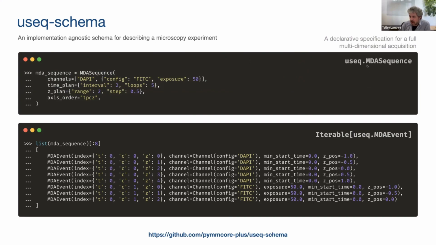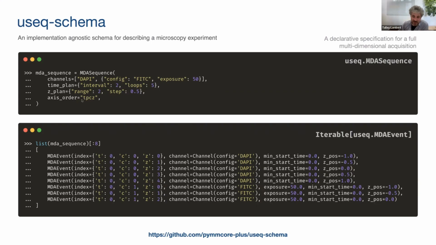A higher level object is the MDA sequence. So this is the other main object there. This is a declarative specification for a full multidimensional acquisition. So this lets you say, I've got these channels. This is how I want time. You could have multiple stage positions. Each stage position could have a custom subsequence. So there's a lot of recursion, and you can make it very complex if you need to using recursion, but at its simplest, it looks something like this.